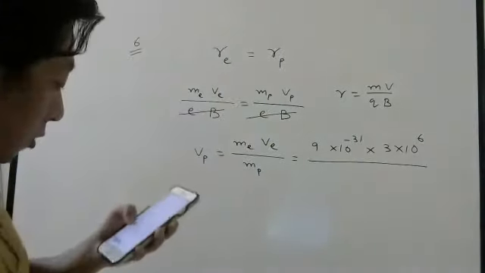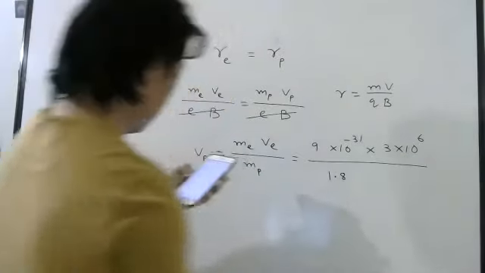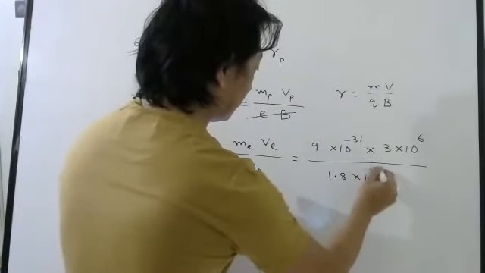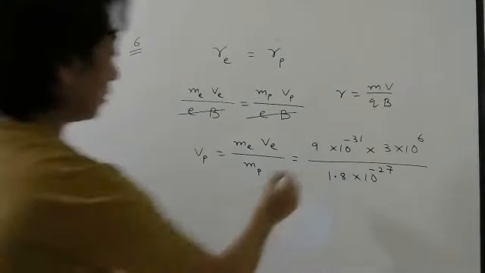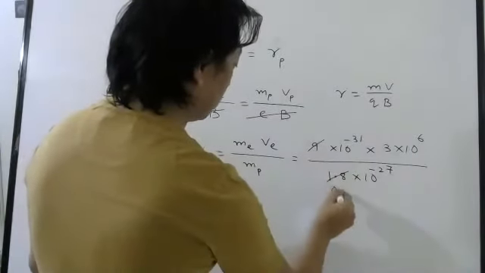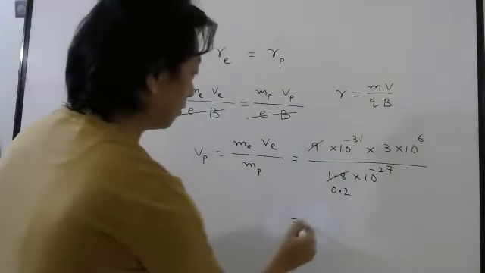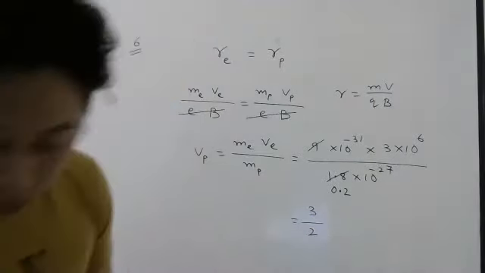And the mass of proton they wrote as 1.8 into 10 power minus 27. Right? So this will be 9 2s are, so 0.2, right? So this will be 3 divided by 2, let me write. So it will be 1.5.